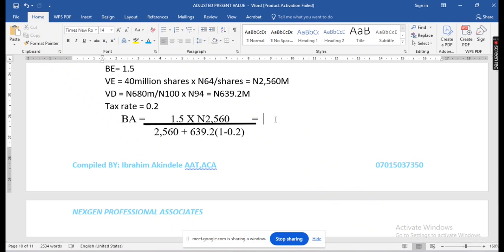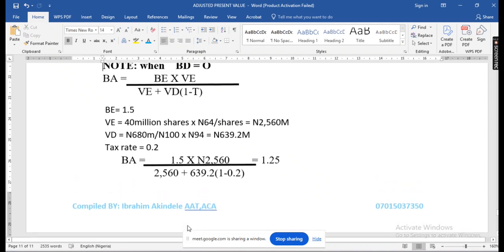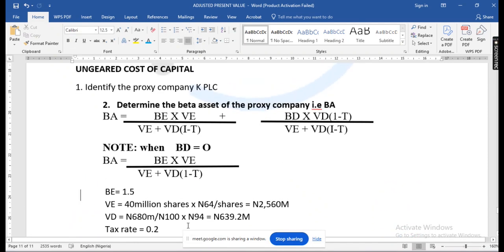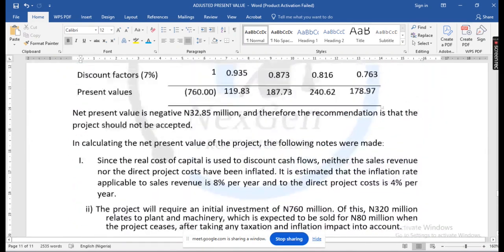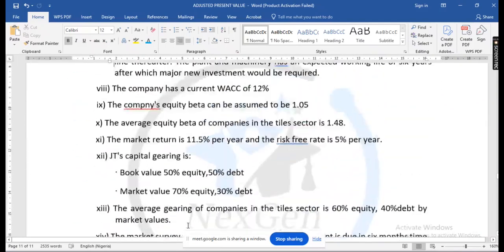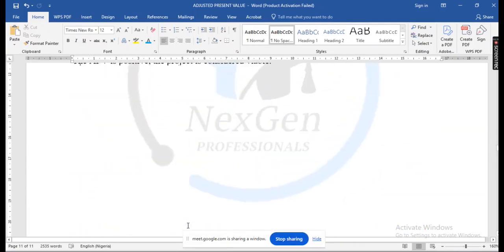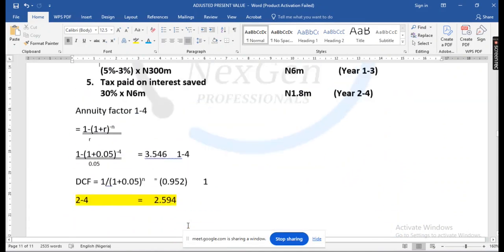BE is 1.25. Please, you can check your calculator. So 1.25 is the BA. Don't forget, the next step is to assume that your BA is your equity beta. You don't need the other step. Just calculate your CAPM, so that you get the cost of equity of the ungeared company.